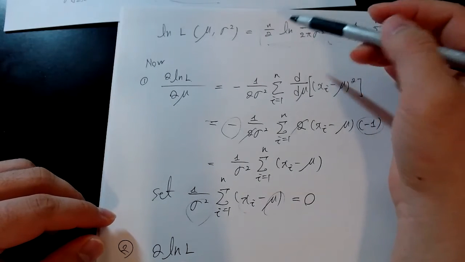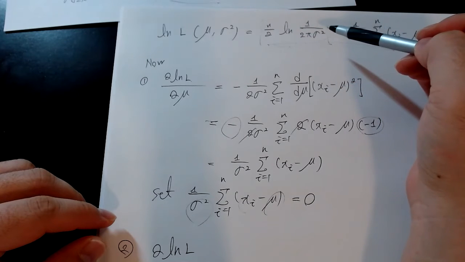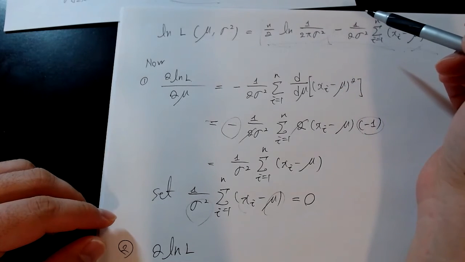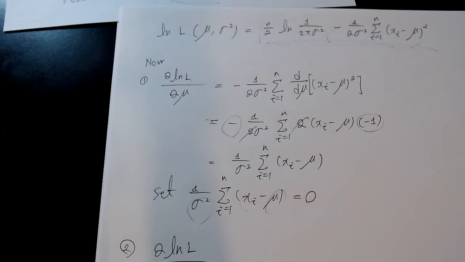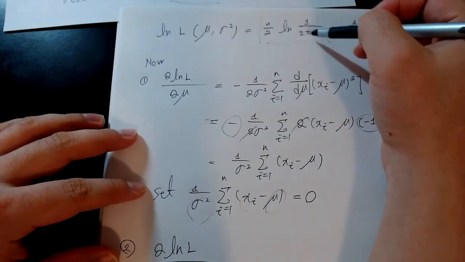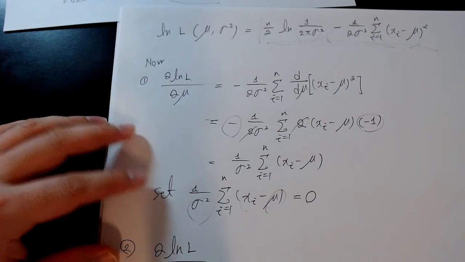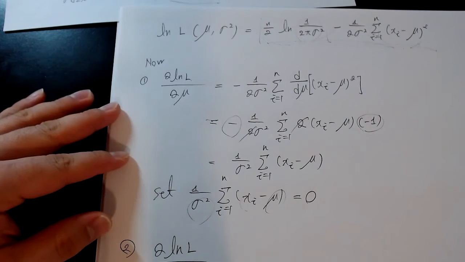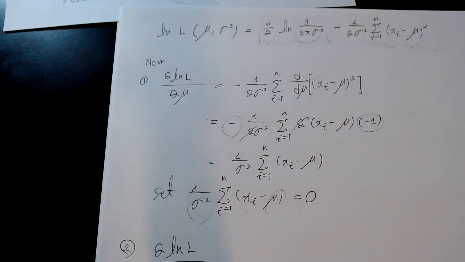Excuse me. We need to take a derivative of what? The first term with respect to sigma square. So then the derivative of natural log is what? 1 over that fraction, right? Which is 2 pi sigma square. And then times the derivative of what? The bottom one, which is 2 pi sigma. Okay.